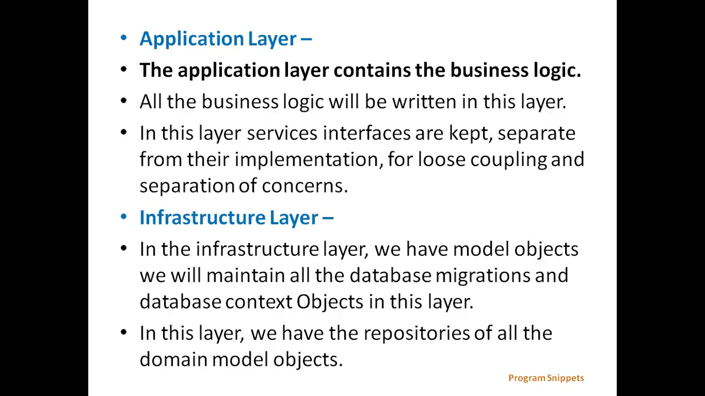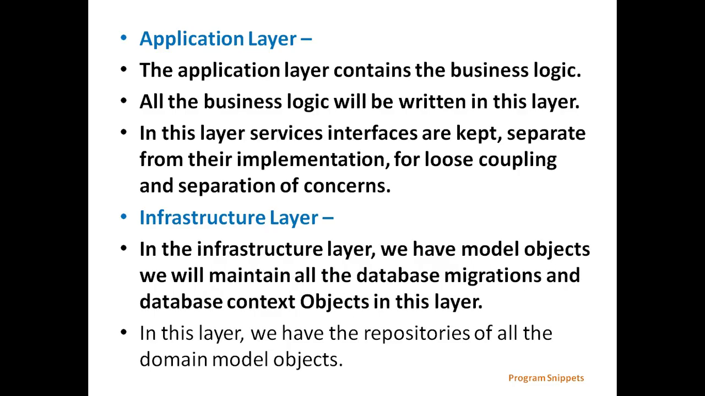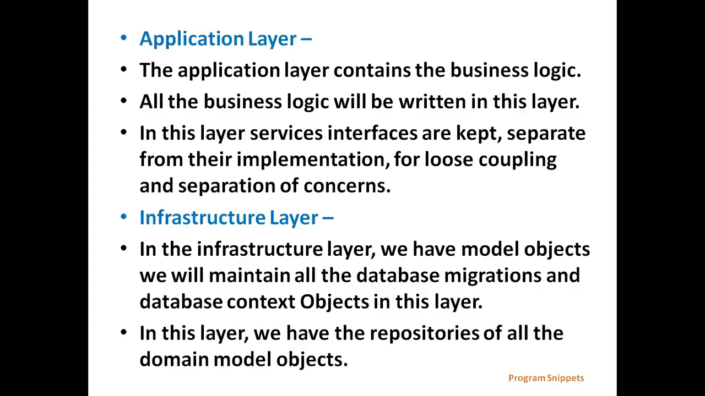Then application layer. The application layer contains the business logic. All the business logic will be written in this layer. In this layer, service interfaces are kept, which are separate from their implementation for loose coupling and separation of concerns. Then infrastructure layer. In the infrastructure layer, we have model objects. We will maintain all the database migrations and database context objects in this layer. In this layer, we have the repositories of all the domain model objects.